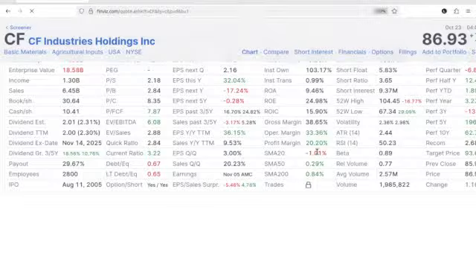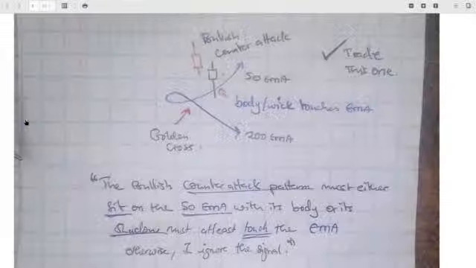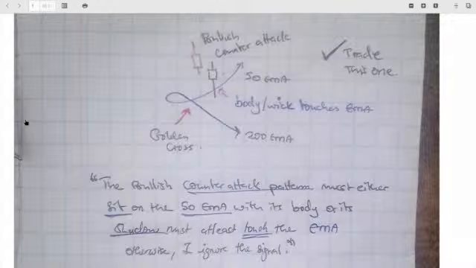Now, if all this is sounding complicated to you, don't worry. I just want you to remember this chart pattern here. That's the key to understanding everything. Make sure the price is above the 50-day moving average. It's also above the 200-day moving average. Make sure that the candlestick chart pattern is touching the wick or the body. Very, very important there. That's how the chart pattern works.